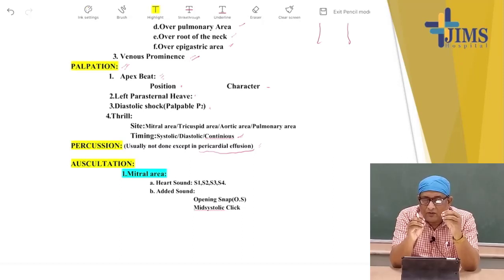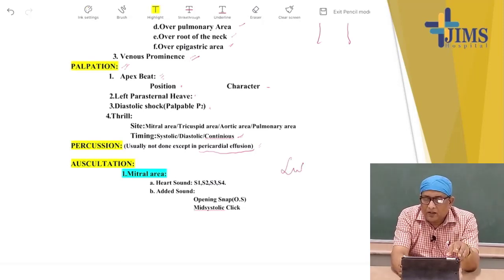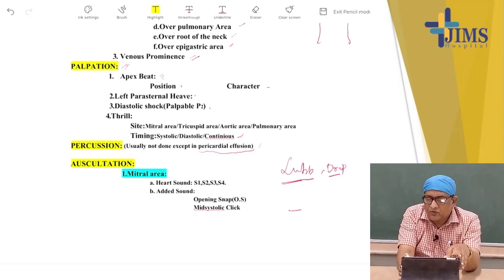So, first of all, you will concentrate on the heart sounds. First heart sound, second heart sound. We call it lub, dup. The first heart sound is wide and the second heart sound is sharp. Lub, dup, lub, dup.